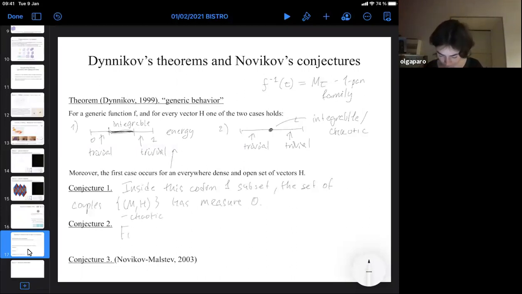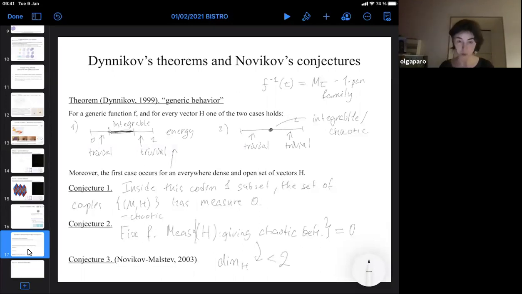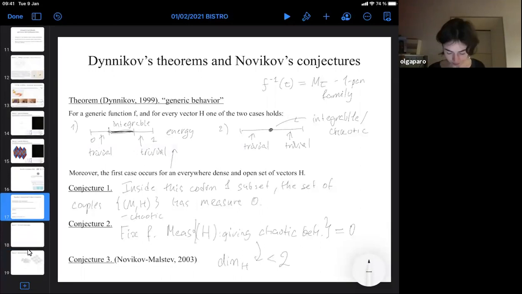If we fix f, the second conjecture is that the measure of the points h on the sphere giving chaotic behavior also is 0. And the third conjecture, even more complicated, is to prove that the Hausdorff dimension of that set is strictly smaller than 2. And this conjecture is called the Novikov-Maltsev conjecture. So maybe you already see the same taste of the results for tiling billiards and for Dynnikov's theorem, or generic behavior theorem.